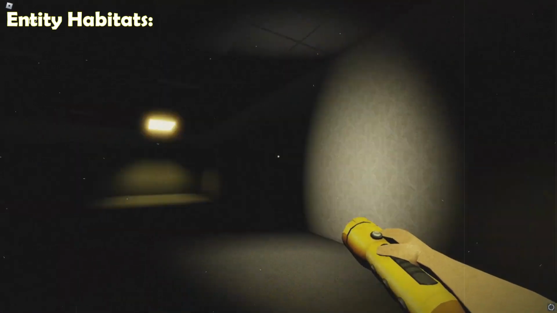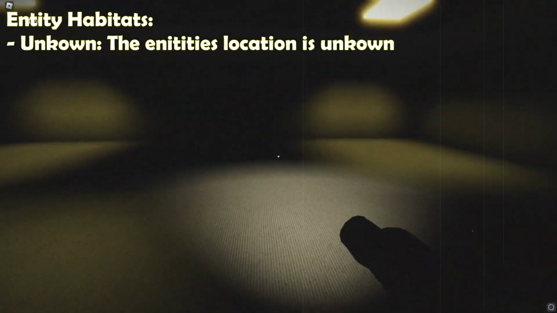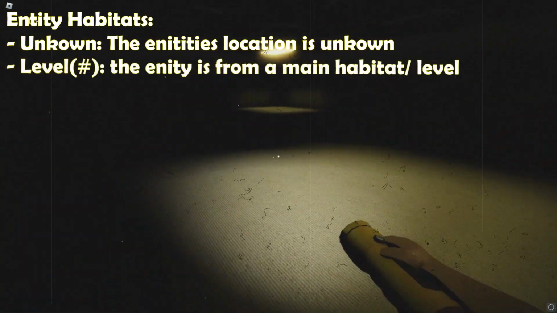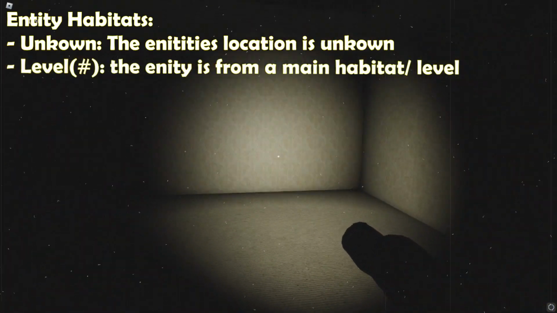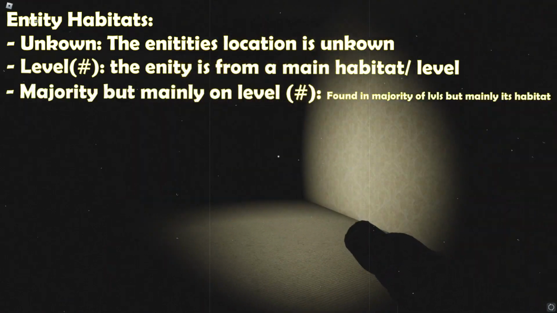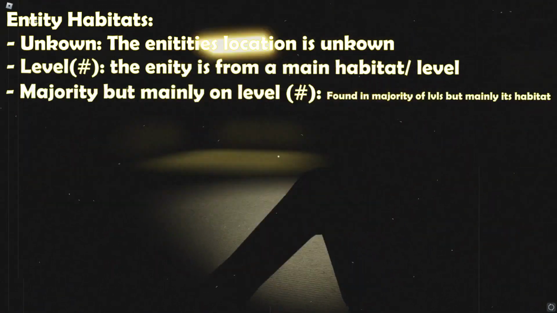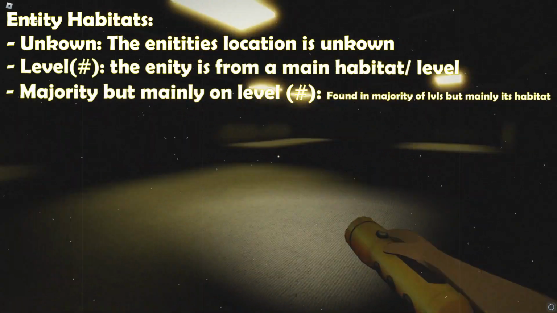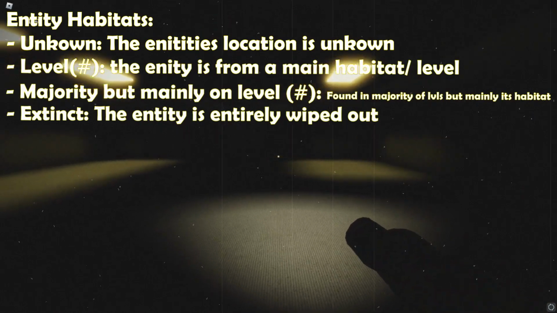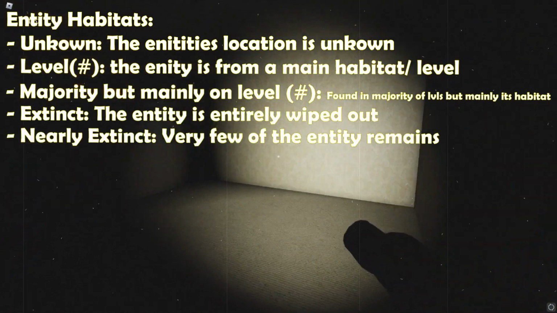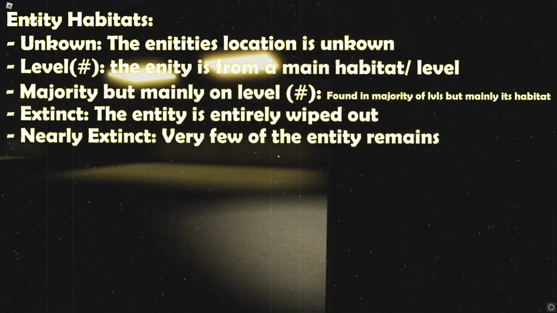Now onto entity habitat. So the first one is unknown, meaning the location of the entity is unknown. Level means that the entity is found only on its main habitat in a particular level. Majority, but mainly on level, means the entity is found in a majority of levels but only in its specific habitat/level. Extinct means the entity is fully wiped out. Near extinct means there's only a few entities that still remain.